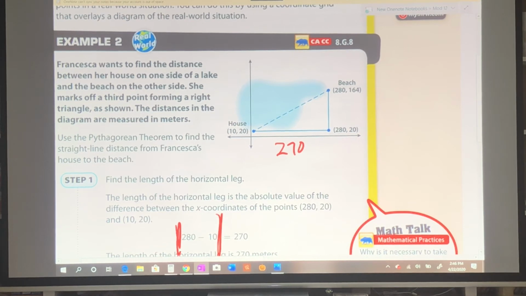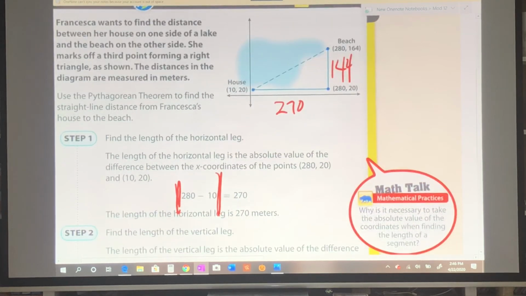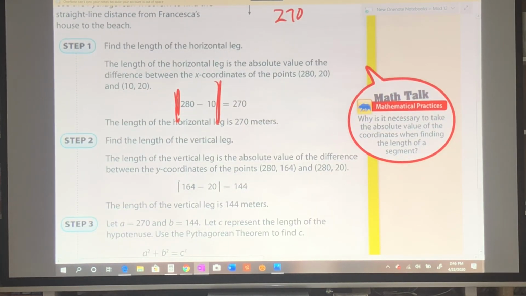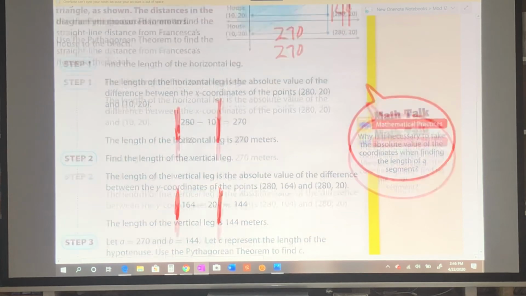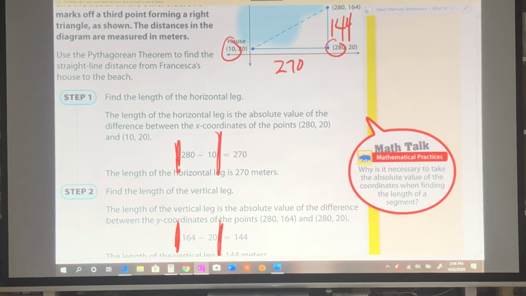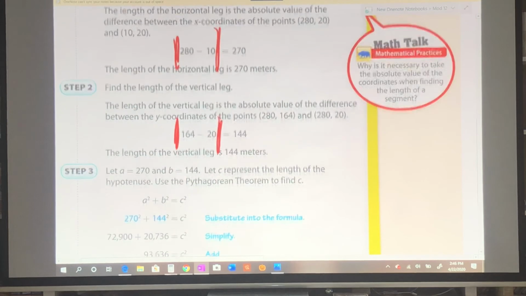For this vertical distance, notice how it's 280, that's 280, and that's 280. So we're looking at the vertical distance. We're getting rid of the x, and we're saying, what's the change in the vertical? 164 minus 20, it's going to be 144. So there's your sides. They're taking absolute value in case you're saying, like over here, 10 minus 280, and it's going to be a positive number either way. And then they did the math.